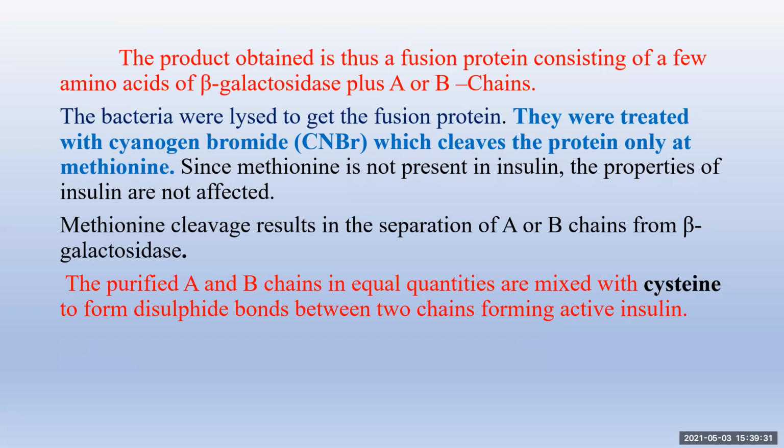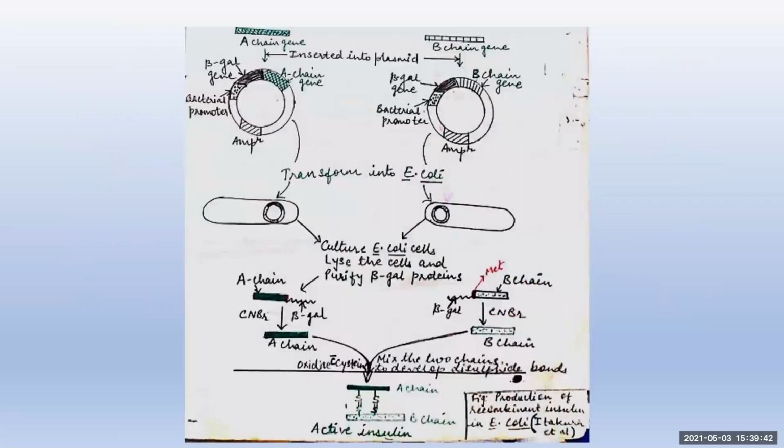They are mixed in equal quantity with cysteine amino acid for the formation of disulfide bridges between the A chain and the B chain, so that active insulin is produced by recombinant DNA technology.